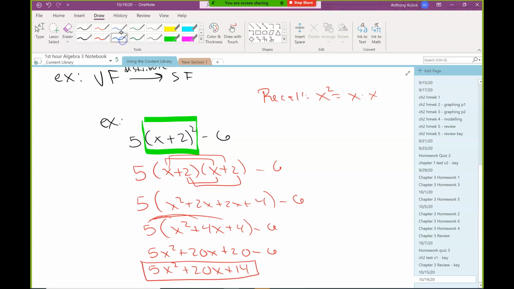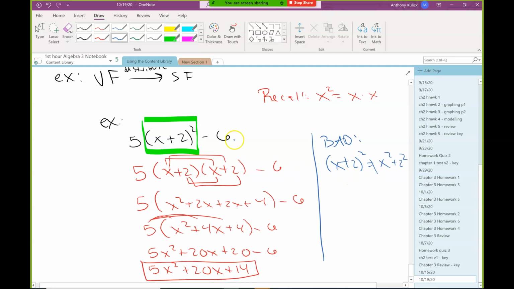Before that, though, I want to make sure I point this out. Every year I see lots of students saying x plus the quantity x plus 2 squared is just x squared plus 2 squared. That is very bad. Don't do that. That's almost never true. You have to FOIL, like we did here.